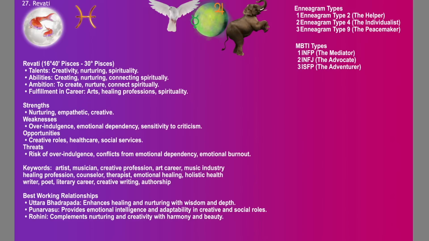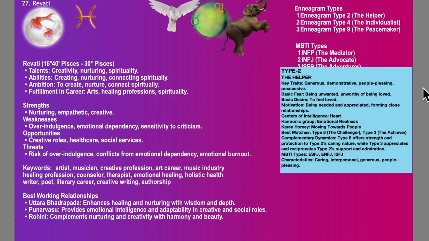First one being Enneagram type 2, the helper. Obviously they can be helping because it falls in Pisces and it's Revati Nakshatra. They can be generous, demonstrative, people-pleasing and possessive. Their basic motivation is being needed and appreciated and forming close relationships. Their center of intelligence is the heart and emotional realness. They are about moving towards people. Therefore, their careers would be more like healing professions, counselor, therapist, emotional healers, holistic healers of all kinds, because they are moving towards people and they want to get very real emotionally.